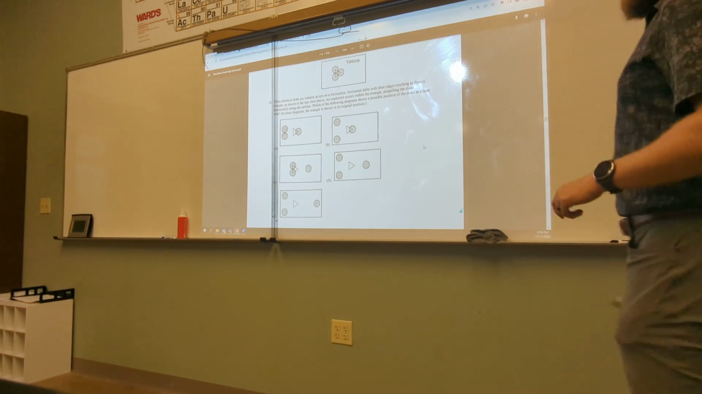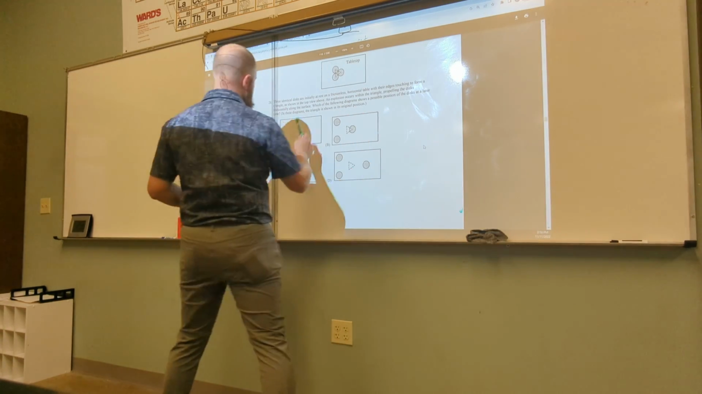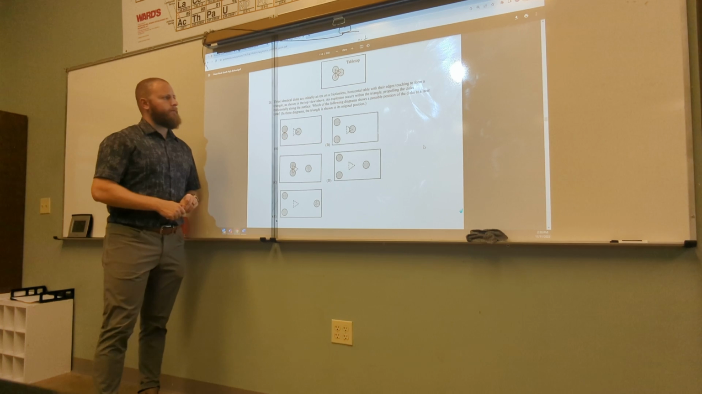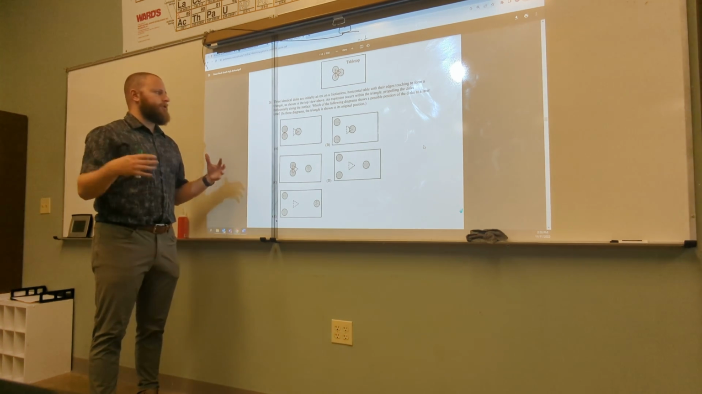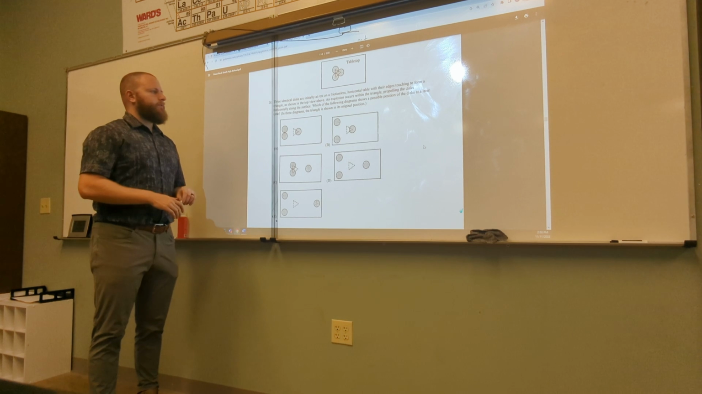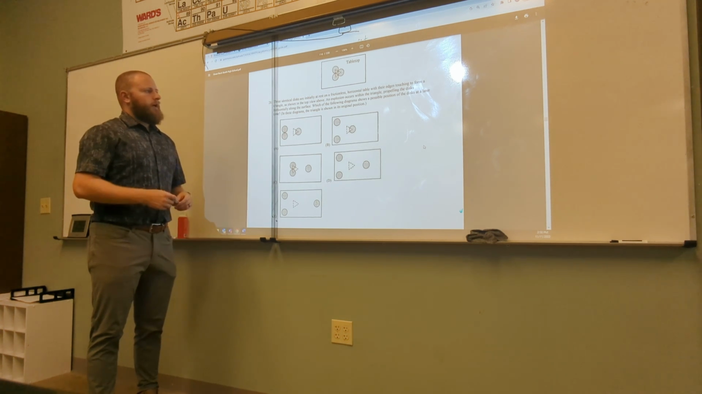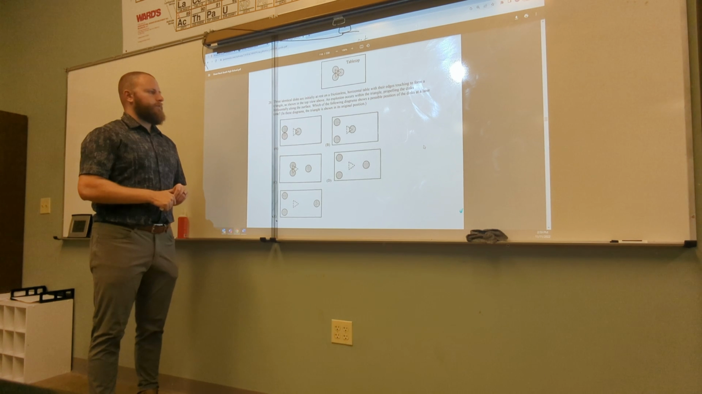So let's look at number 28. Three identical discs are initially at rest on a frictionless horizontal table with their edges touching to form a triangle, as shown in the top view above. An explosion occurs within the triangle, propelling the discs horizontally along the surface. Which of the following diagrams shows a possible position of the discs at a later time?